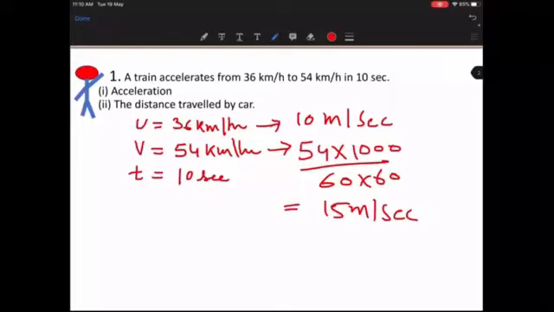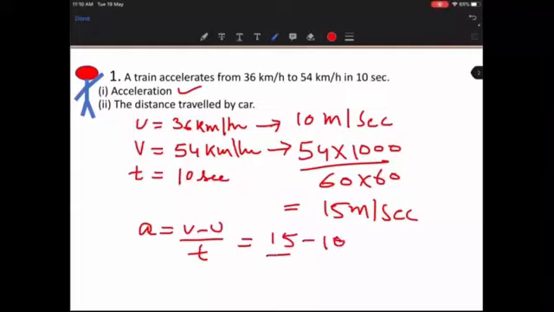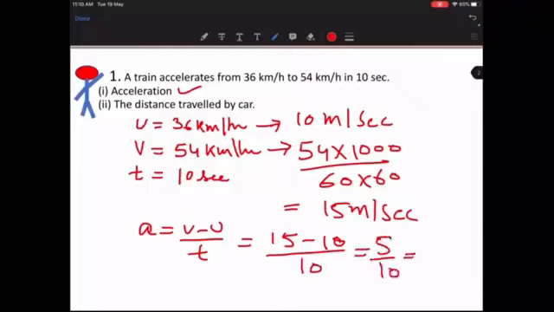Fine. Now that we have converted, we know he's asking for the acceleration first. So we know the formula for acceleration, V minus U upon T. You have to do it along with me. Keep telling me the answers, what you're getting. You know the value of V. What is the value of V? 15. What is the value of U? 10 meters per second. Divided by how many seconds? 10 seconds. Right? So if you calculate, you will be getting 5 upon 10, or 0.5 meters per second square.